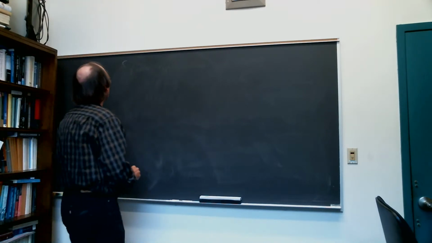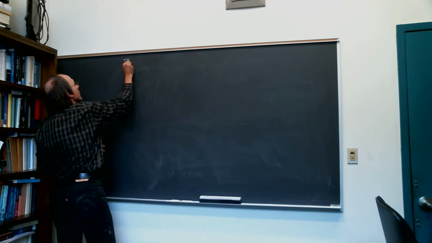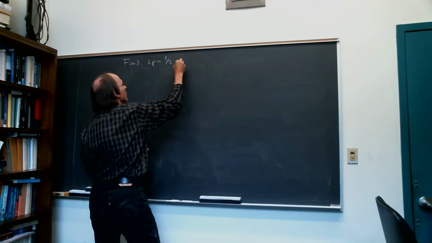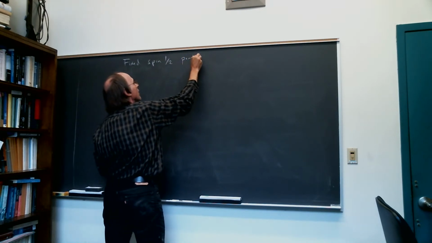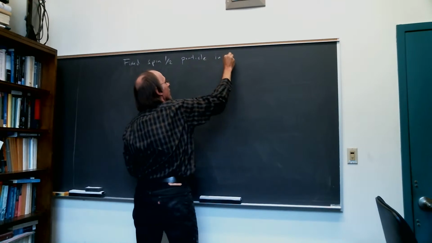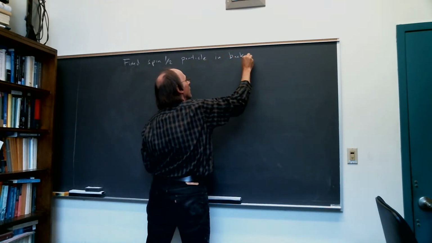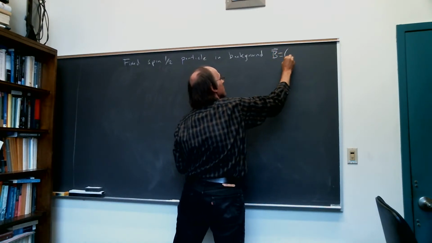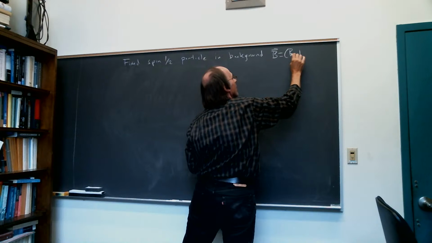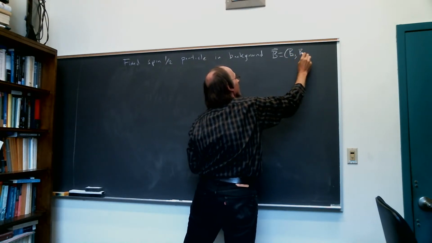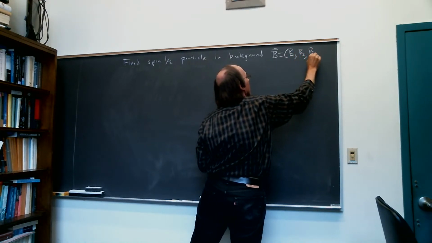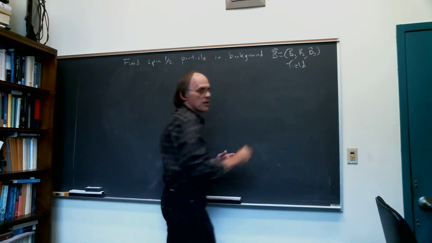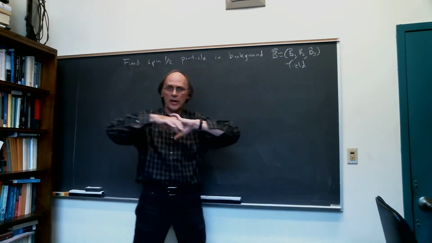Okay, so this is a fixed spin half particle in a background magnetic field. A general magnetic field will vary in space and time.